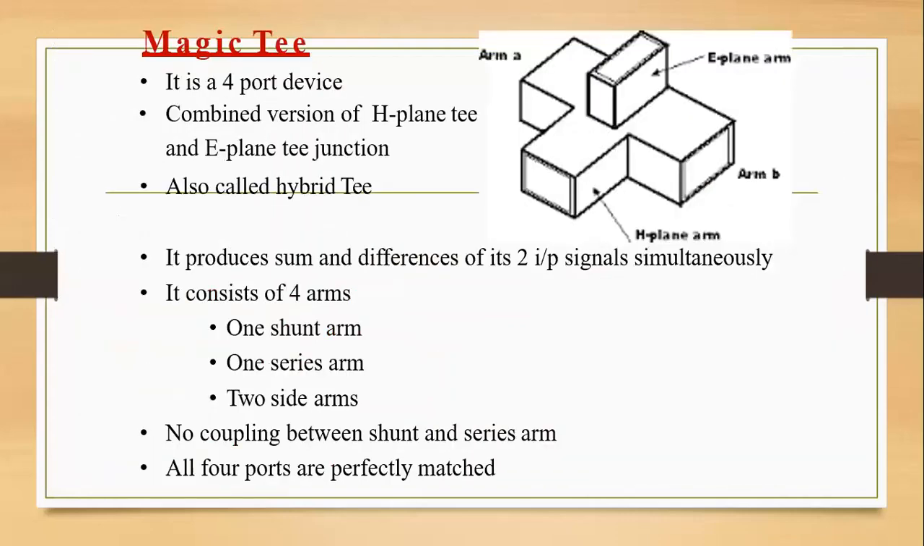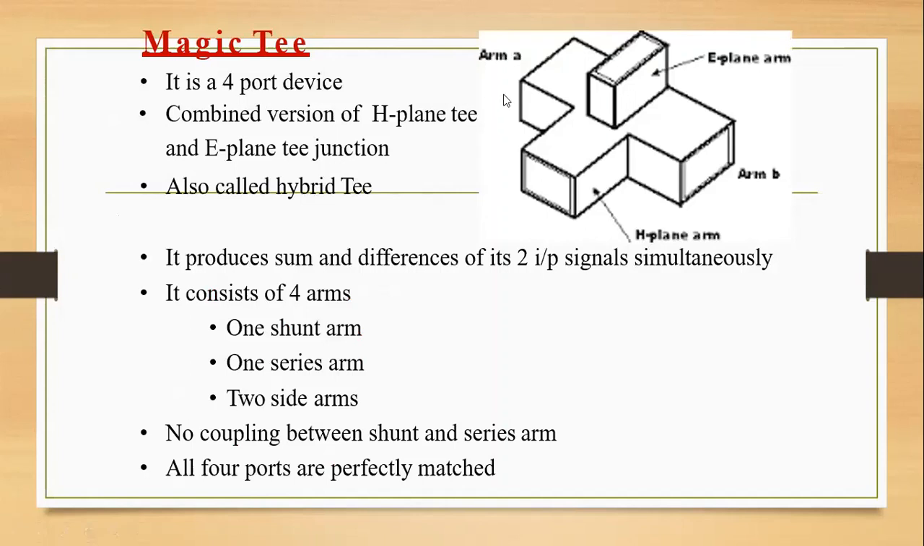Moving on to the next type of waveguide T, which is called the magic T. Now when we talk about the magic T, both the E-plane T and H-plane T which we have considered are 3-port devices. Whereas the magic T is a 4-port device, or a hybrid T. It is also called a hybrid T and it is a 4-port device.